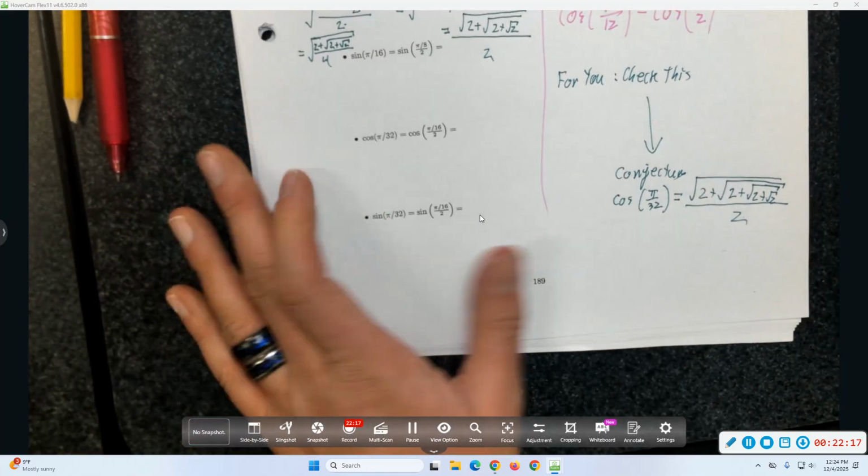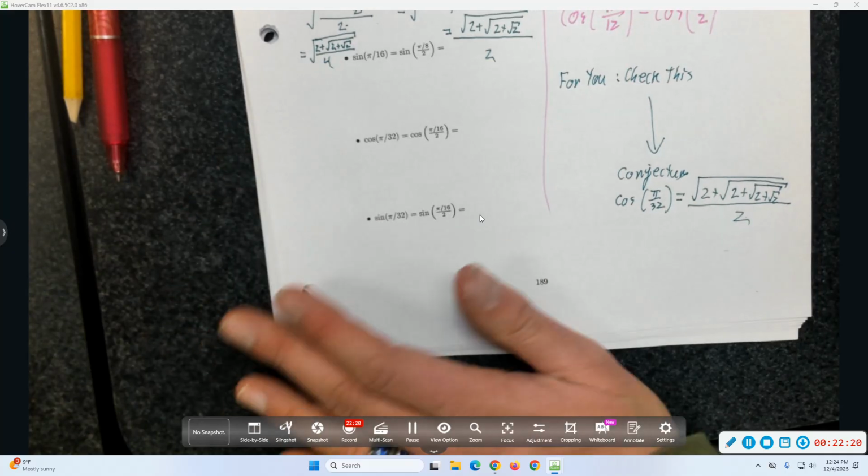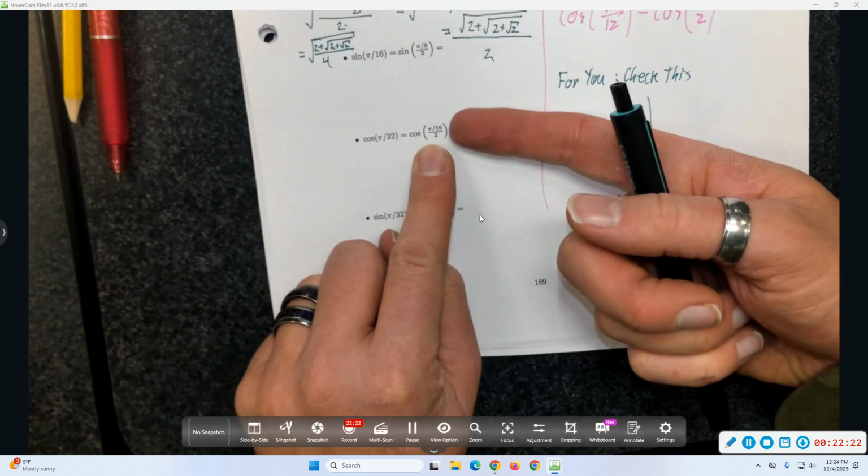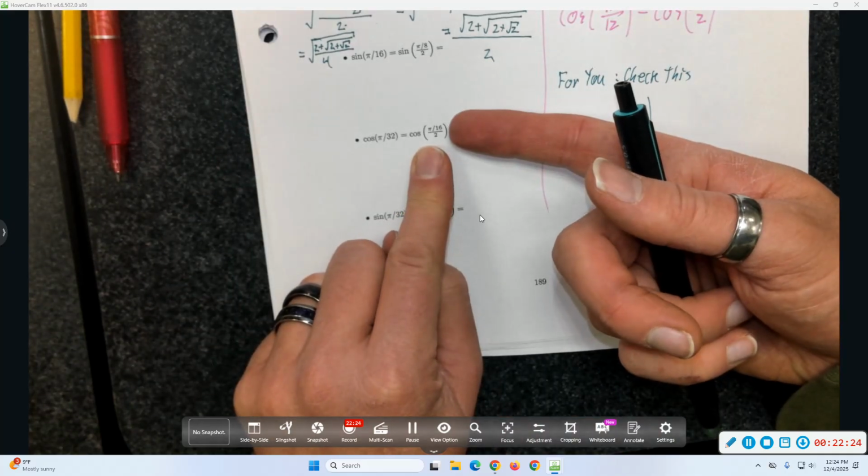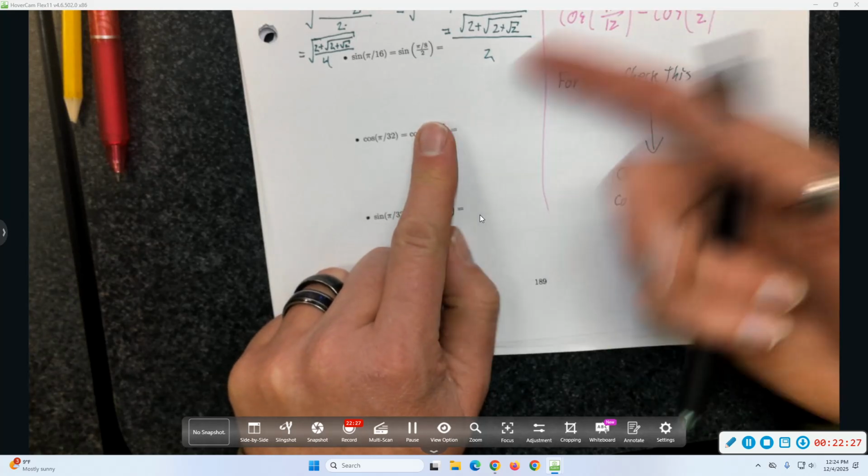Here's a thing for you to do on your own time. Check that. And you know how to check it. That's an angle you know divided by 2. Apply the half angle formula. See what happens.